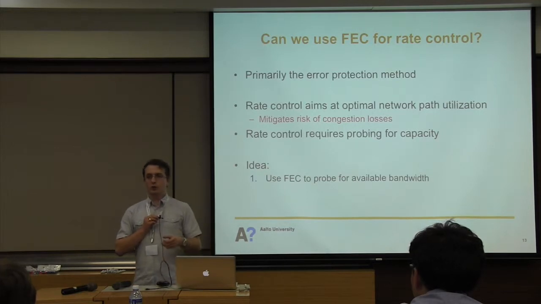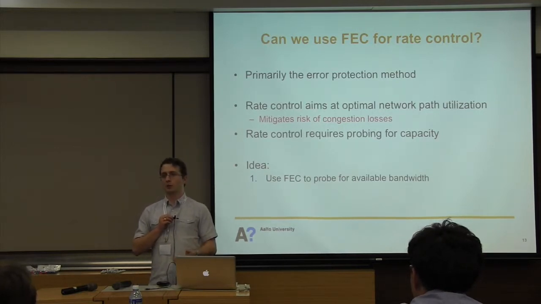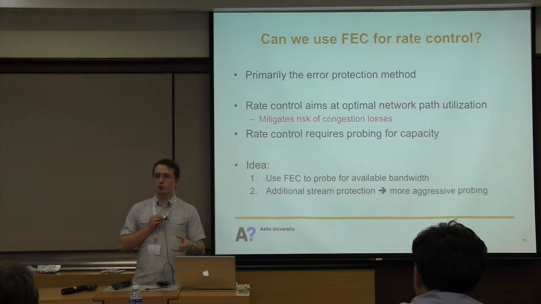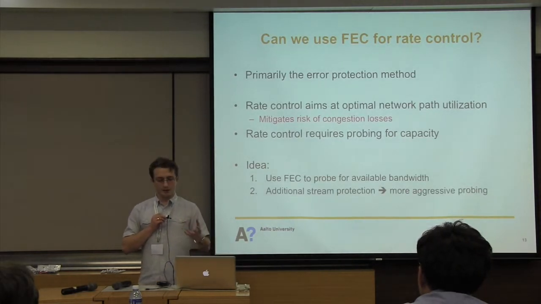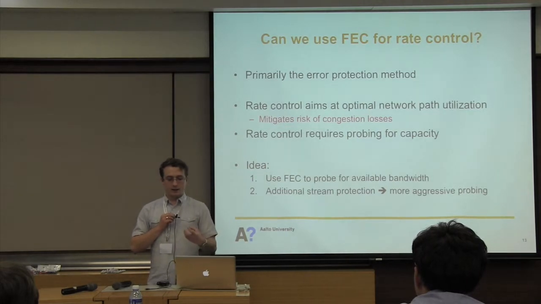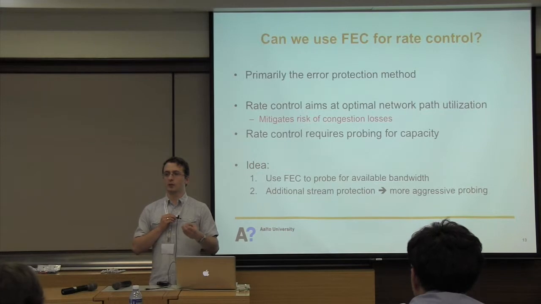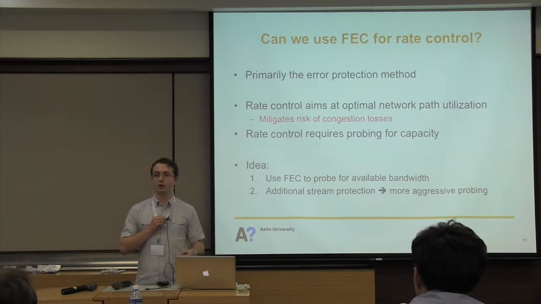The idea is to use FEC to probe for available bandwidth. This provides additional stream protection during the probing phase. And as we are more protected, we can then be more aggressive in our probing and provide a quicker sending rate ramp-up.